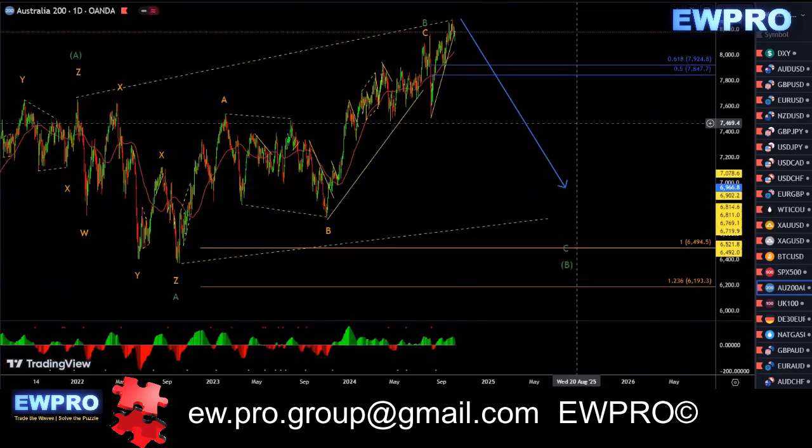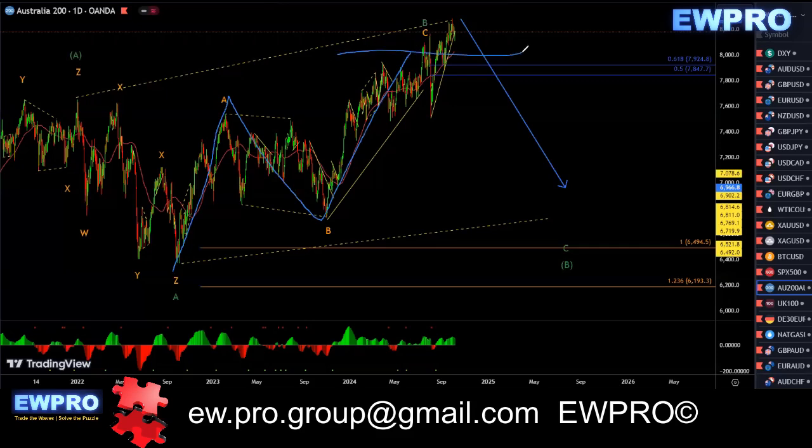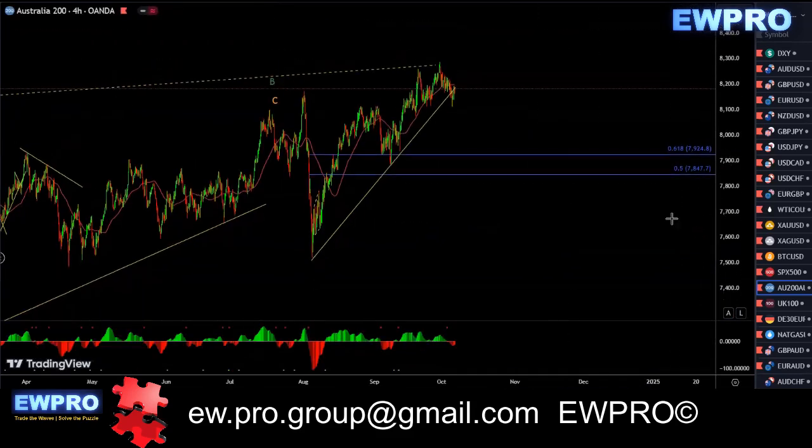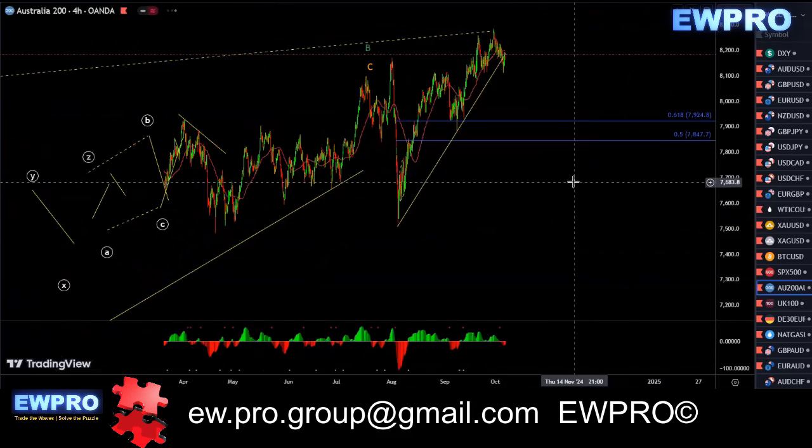AU200, we got past that. Well, I've taken the fib off, but we were looking for that A, B, C up to the 100 fib. It got up to the 100 fib and even breached that 100 fib. But again, we have that bearish divergence on the daily. So, you virtually stop looking for the buys after you get that bearish divergence on the daily.